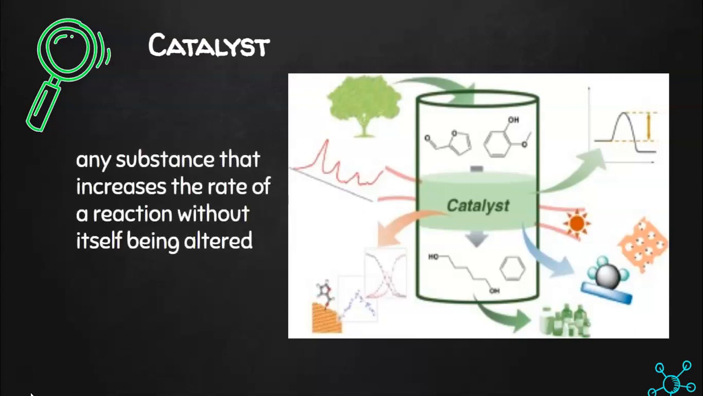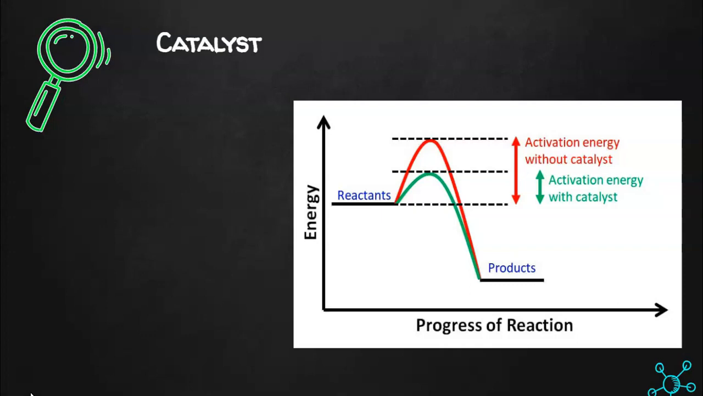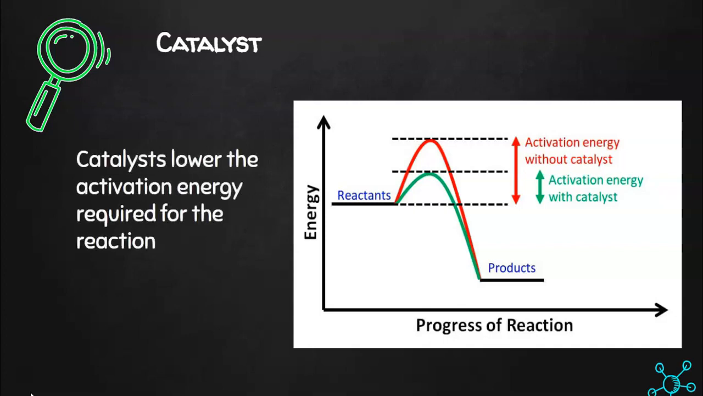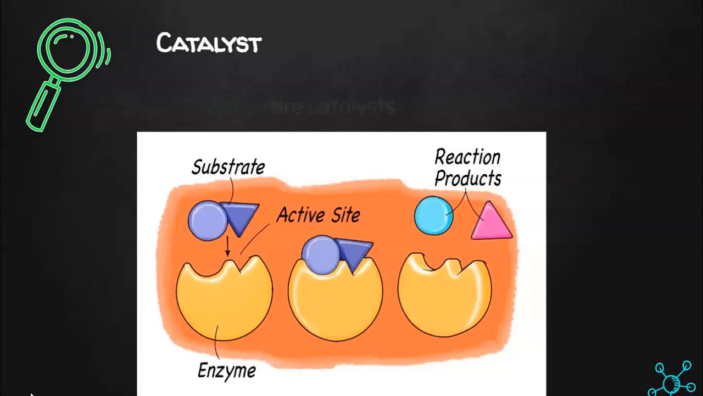A catalyst is any substance that increases the rate of reaction without itself being altered. Catalysts usually do this by lowering the activation energy that is required for a chemical reaction to occur. You may have heard of enzymes. Enzymes are catalysts.